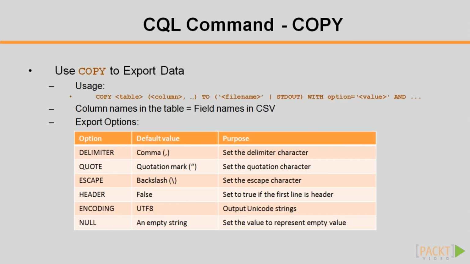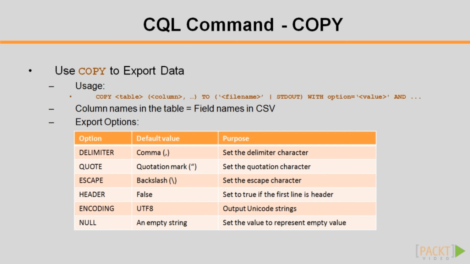Copy can be used to export data with the syntax as shown. It exports the data in the given table with the columns specified in the parentheses to either a file or the standard output, with a bunch of export options as displayed in the table below. The first 4 options are self-explanatory, and I won't go through each of them. Encoding is used to specify the character encoding of the output file. Typically, Unicode can fit into most cases. Null is used to set the value to represent an empty value.